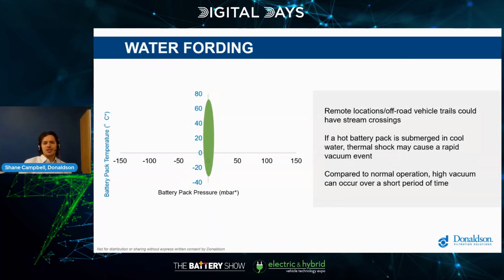So you're going along this trail, you've gotten through the rocky section, and now you come up to a river. You know that it's not too deep where you can still cross it, so you start making your way through the river. Well, your battery pack is hot from all the aggressive driving you've just done, and you submerge it into this cold river. Well, this thermal shock is going to cause a decrease in temperature, but also a decrease in pressure. So that is something that we must consider with a battery vent with these types of edge cases.